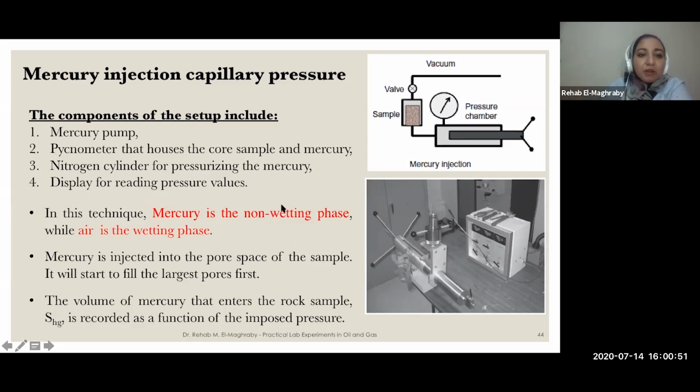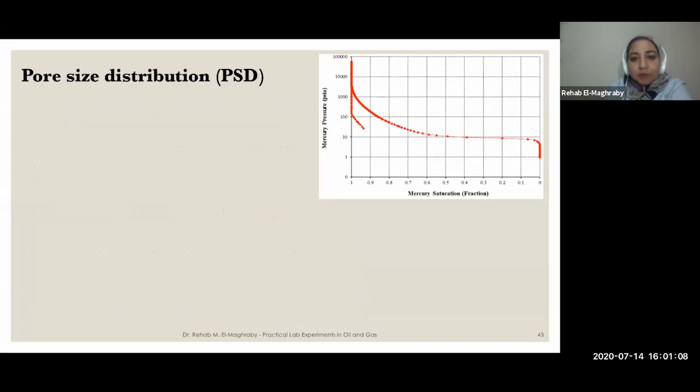Okay. So in general, mercury is the non-wetting phase, and air is the wetting phase for your core. And of course, mercury will invade the larger pores first at a very small capillary pressure. Only the larger pores will be invaded, and you have to record the pressure versus saturation.